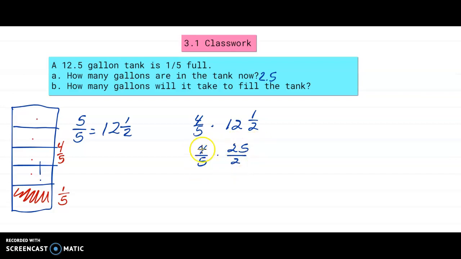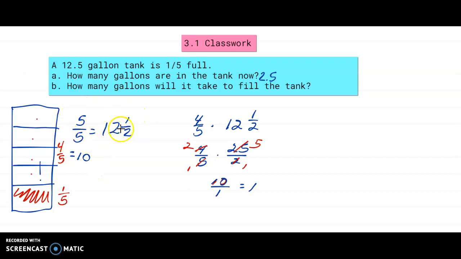Now I can reduce by cross division both ways. So 5 goes into 5 once, 5 goes into 25 5 times, 2 goes into 2 one time, and it goes into 4 twice. So then I have 2 times 5 is 10. 1 times 1 is 1, and this is equal to 10. So if I had done it this way, I would have seen that 4/5 is equivalent to 10 gallons.